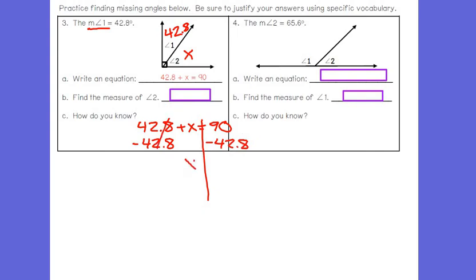Some of you were already realizing that's what you would have to do in your head. But I need it written as an equation because these problems aren't going to stay just this simple. We're going to have a little bit harder ones. So that's going to be x equals, hold on, what is it? X equals 47.2. Is that right?